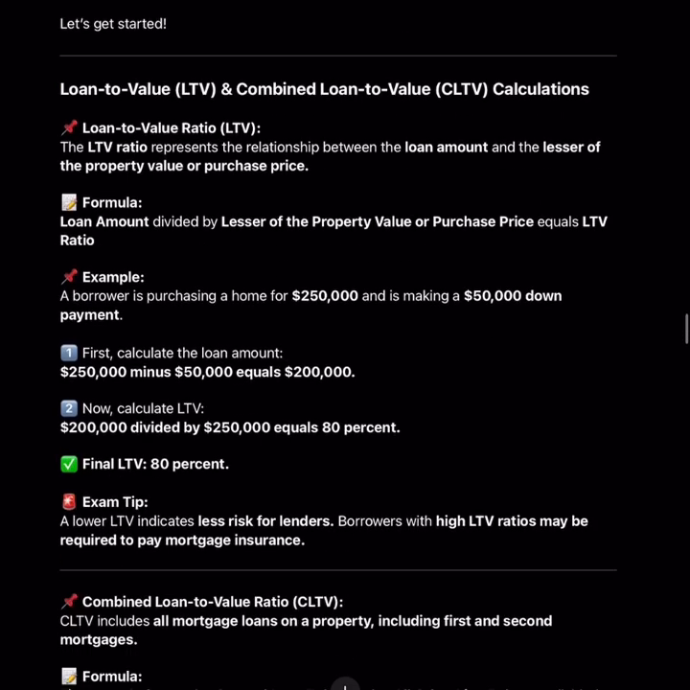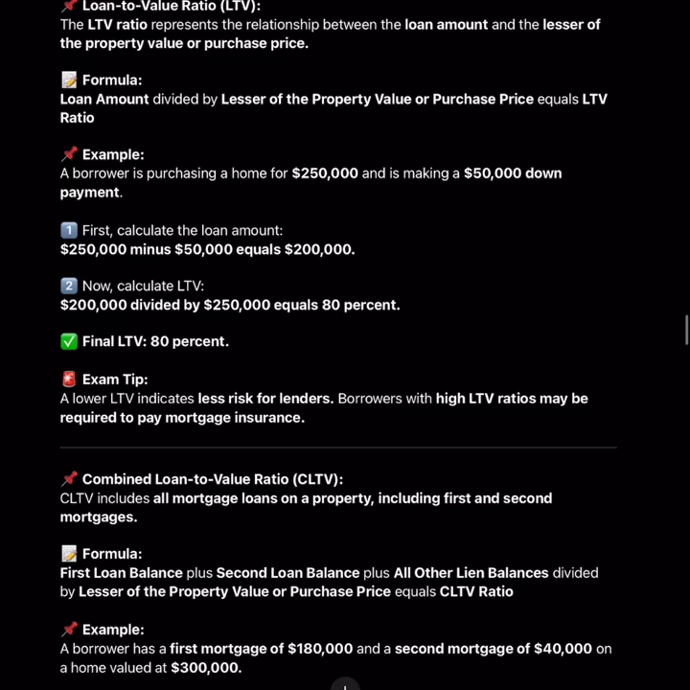Loan-to-value (LTV) and combined loan-to-value (CLTV) calculations. Loan-to-value ratio, LTV. The LTV ratio represents the relationship between the loan amount and the lesser of the property value or purchase price. Formula: loan amount divided by lesser of the property value or purchase price equals LTV ratio.